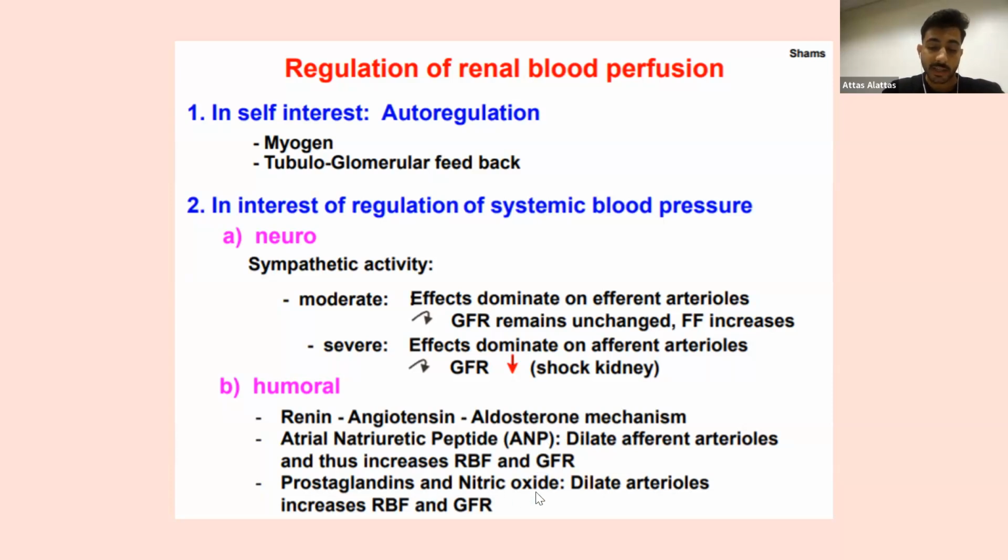Prostaglandins or nitric oxide are also substances that are produced by the body. They will dilate the arterioles, causing again renal plasma flow and GFR to increase. So if there's dilation, there will be an increase in renal plasma flow and GFR. If there is constriction of the efferent, we said the GFR will decrease.